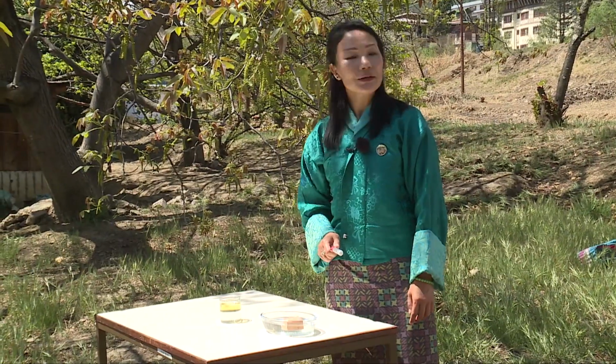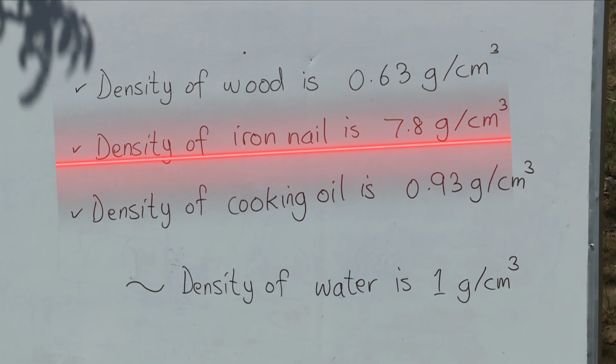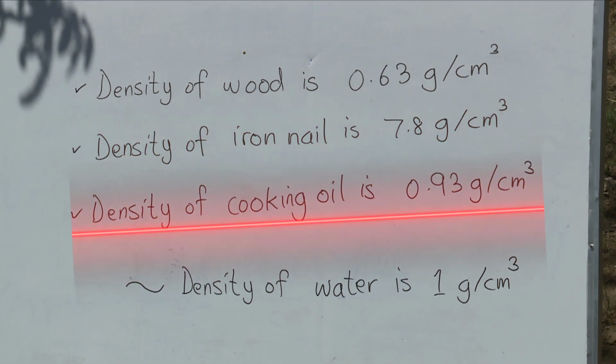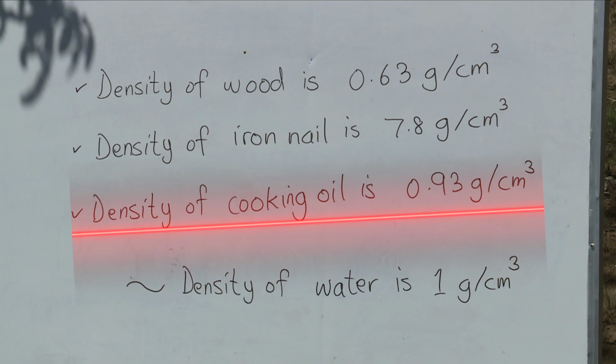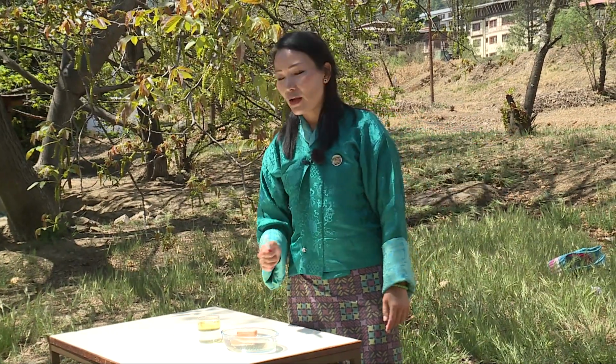Coming to the iron nail, it sinks in water because the density of iron nail is 7.8 gram per cubic centimeter, which is much higher than the density of water. So that's the reason why the iron nail sinks in water. Likewise, the density of cooking oil is 0.93, again lesser than the density of water. Again, this is the reason why the oil floats on water.